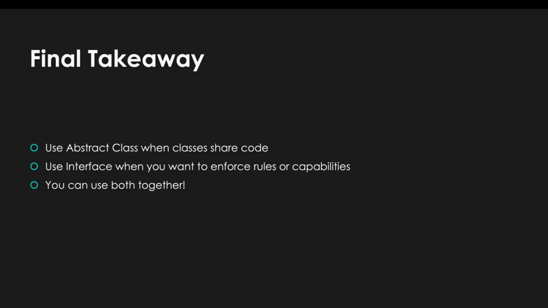But if you want only the method signatures, you do not want any functionality at all, and you want the hard rule that these methods should be implemented in the child classes, then you should go for interfaces. Okay, and you can also use them together.